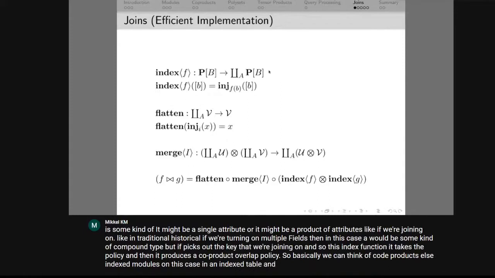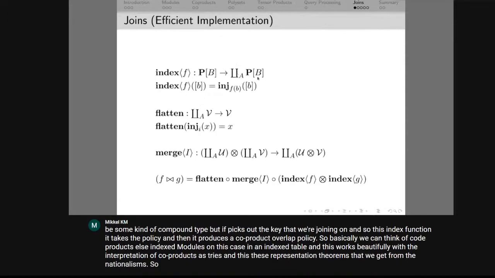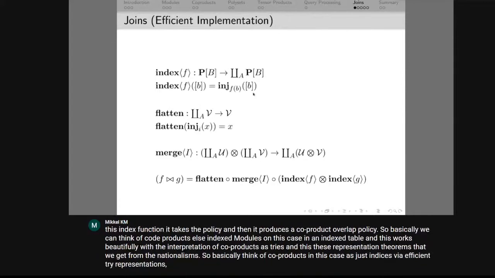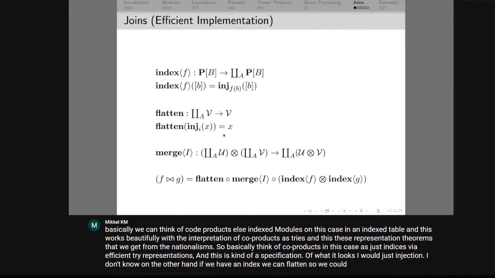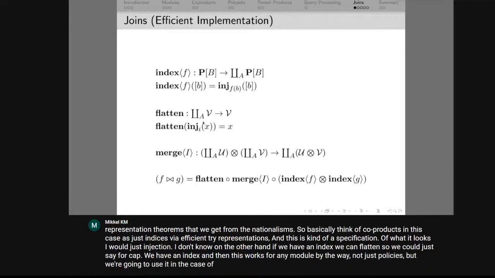And this works beautifully with the interpretation of coproducts as tries, and these representation theorems that we get from the natural isomorphisms. So basically, we think of coproducts in this case as just indices via efficient trie representations. And this is a specification of what it looks like, which is just injection. And then on the other hand, if we have an index, we can flatten. So we could just say, forget that we have an index, and this works for any module, by the way, not just polysets, but we're going to use it in the case of polysets. We just throw away the case analysis and forget the index.